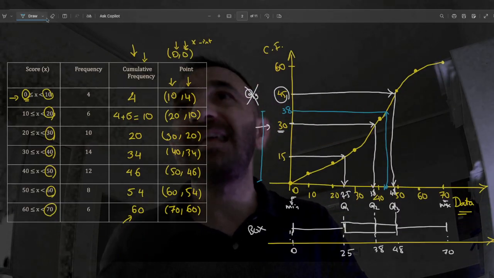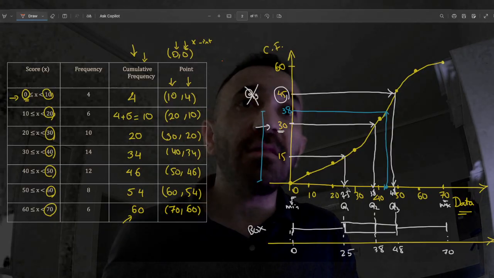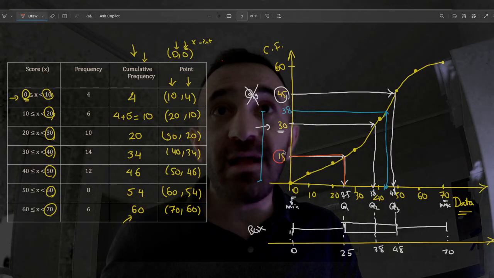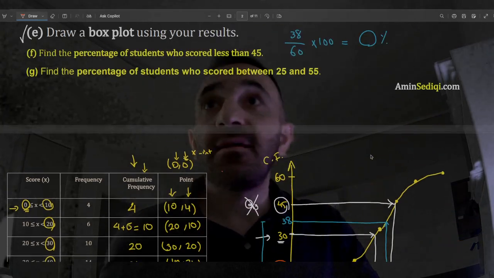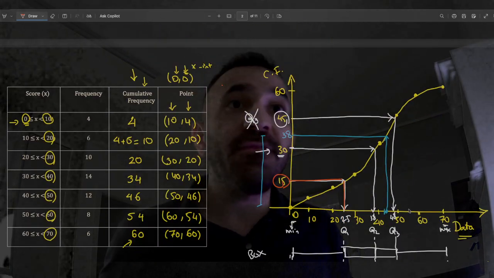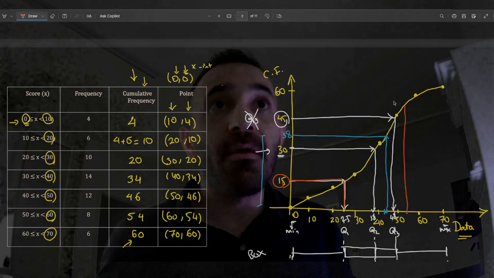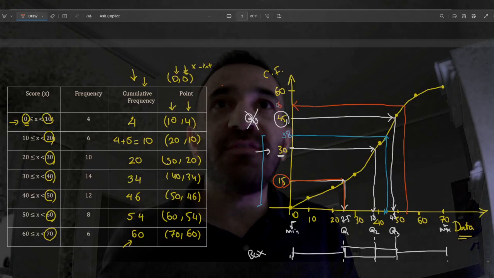G, find the percentage of students who scored between 25 and 55. 25 and 55. It's literally the same thing. Again, I'm going to change the color. Where is 25? Well, 25 is here. And we know that 25 is literally the value of Q1. So 15 students here. And 55. So 55 is here. I'm going to go to the top. I'm going to find this value. I'm going to say maybe it's 52.